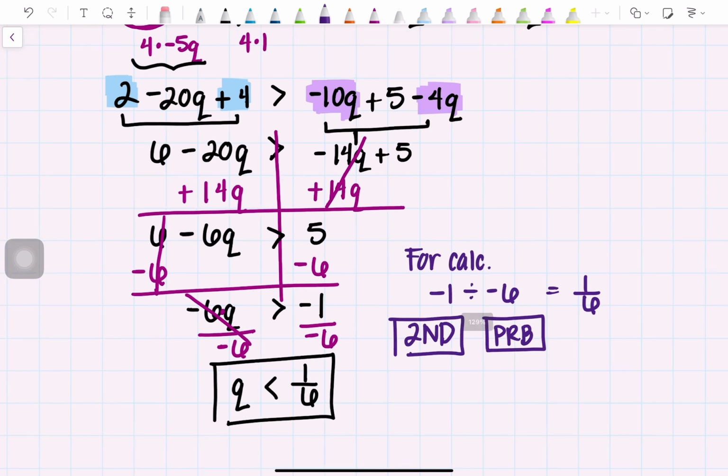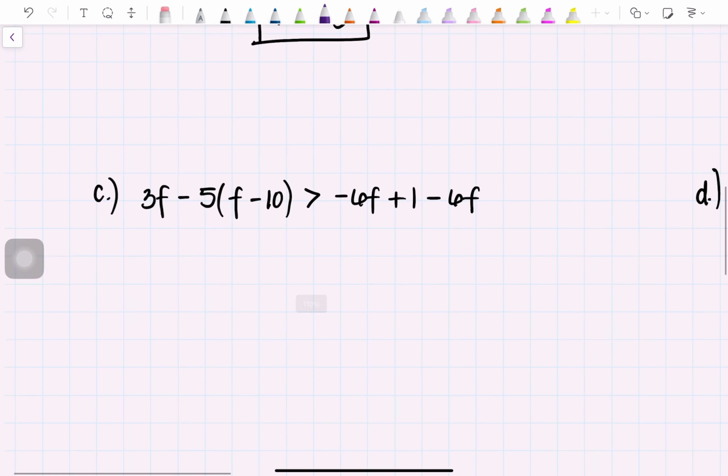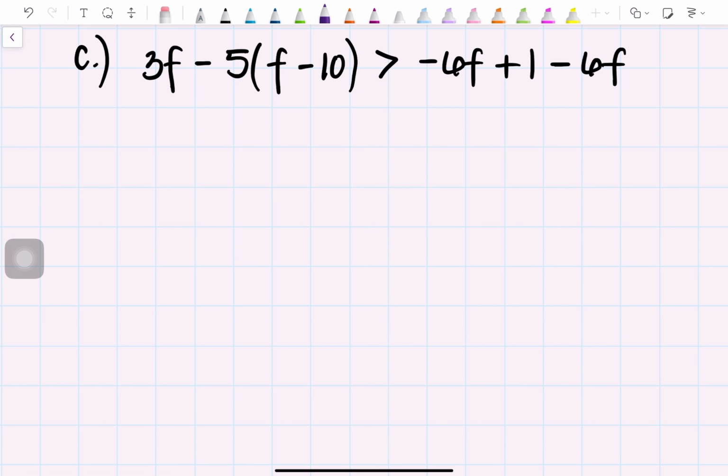Let's go ahead and move on in this case, guys. Move on to the next one. Now, moving on to the next one, we have the same idea here, guys. Just getting the flow, we have to do some distribution, combine like terms, put variables on one side, numbers on the other, and simplify it out. So let's go ahead and start off. We do have 3f minus 5 times f minus 10 is greater than negative 6f plus 1 minus 6f. So here, what I have to multiply is that negative 5.